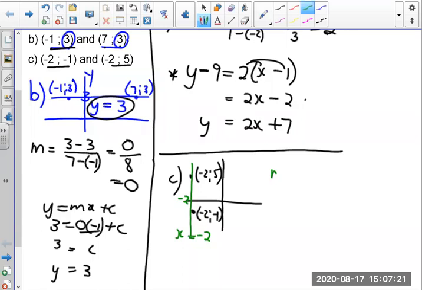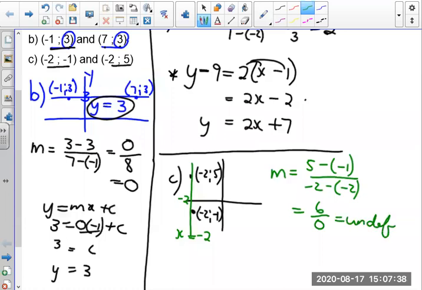If you didn't see it and you wanted to calculate the gradient, look what happens. y minus y over x minus x. Now you get a 6 over 0, which is undefined. And can you remember we said an undefined gradient means a vertical line. And what's the equation of a vertical line? x equals where it cuts the x-axis.